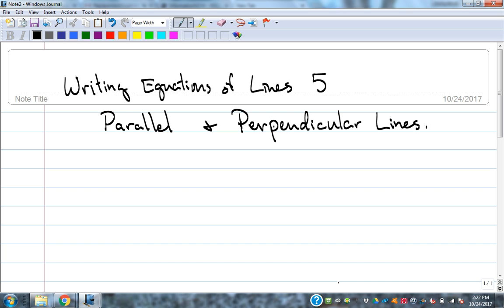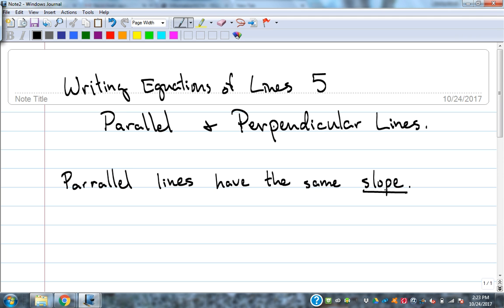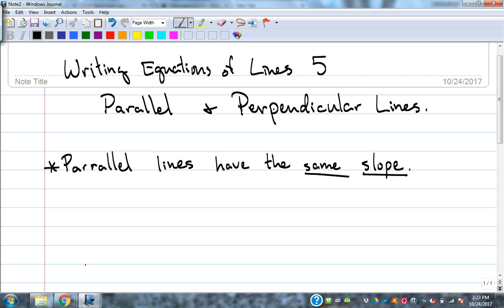All right, so writing equations of lines, talk about parallel and perpendicular lines. Okay, so we're going to start with parallel lines. Key information is that parallel lines never cross. They have the same slope. Okay, parallel lines have the same slope. Whatever the slope of one line is, if a line is parallel to it, it has that same slope. That's the key piece of information for parallel lines.